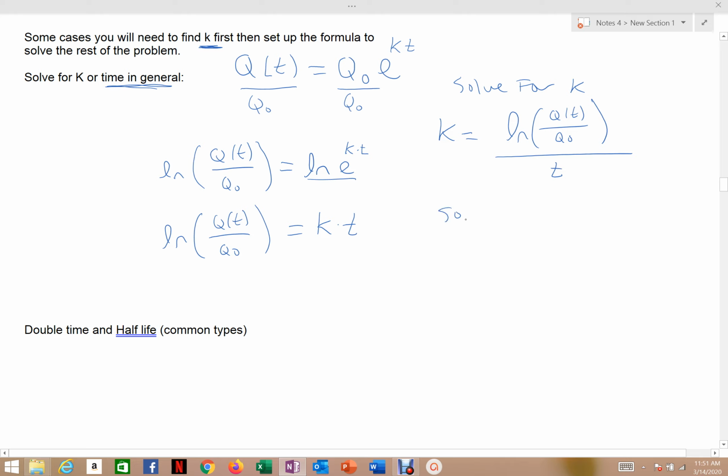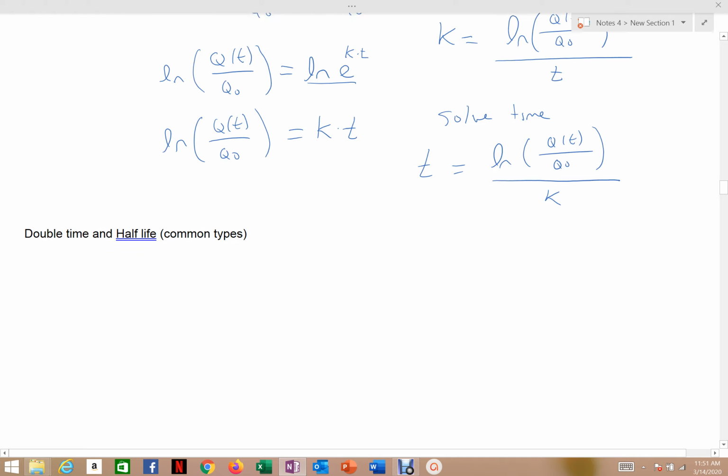If we want to solve for time, same setup every time. Time is going to equal that logarithm of my quantity at time t over my initial amount, all over my k value. So again, it would be whatever quantity we're looking for divided by my initial amount, and that goes inside my log, and then that whole log expression gets divided by my k. And that's how you solve for k and t. That would be the general case.